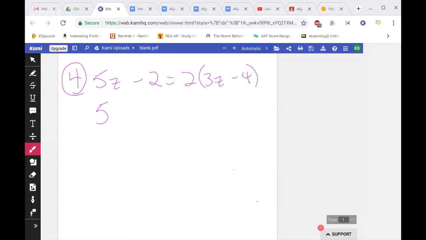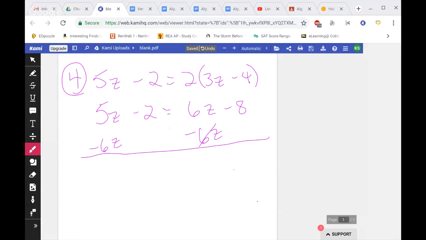Okay. And then 2 times 3z minus 4. So now I'm going to distribute on the right side. 2 times 3z is 6z. And 2 times negative 4 is negative 8. So now I'm going to subtract 6z from both sides, which is going to give me negative z minus 2.